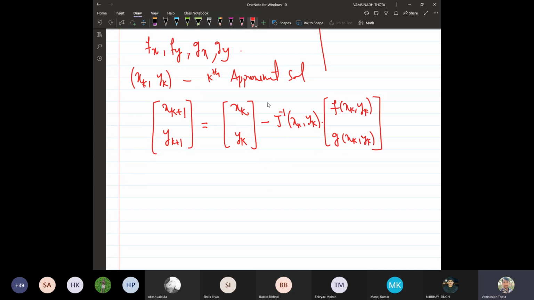Now, what about this J inverse of x k comma y k? J inverse of x k comma y k is basically the inverse of the matrix J. So generally J is called the Jacobian matrix.